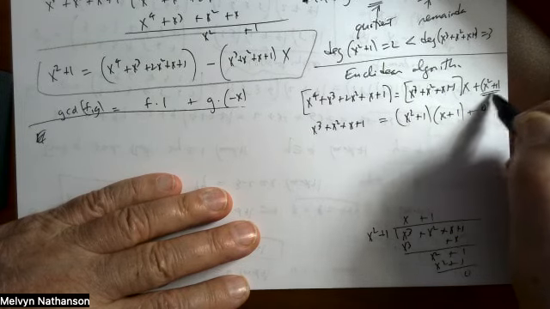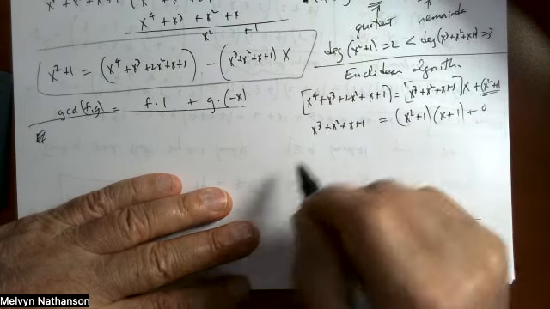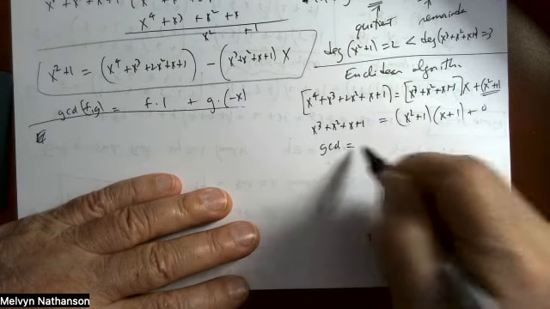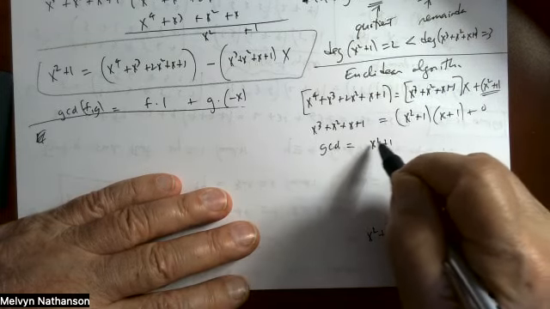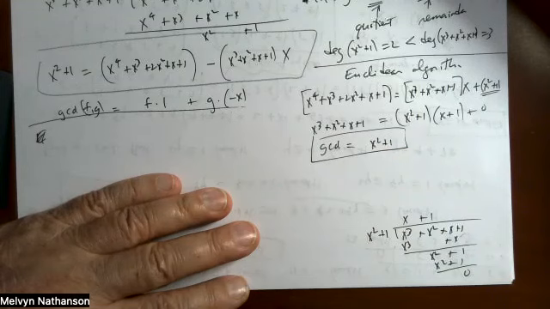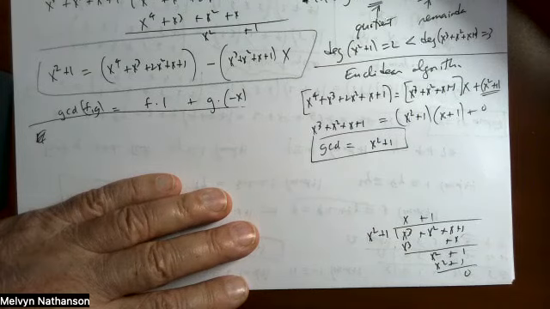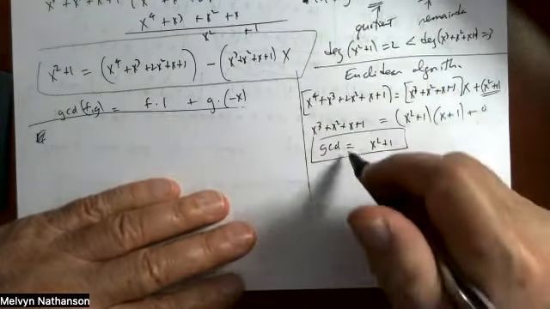So the last non-zero remainder is x squared plus 1. So the GCD is equal to x squared plus 1. That's the Euclidean algorithm.